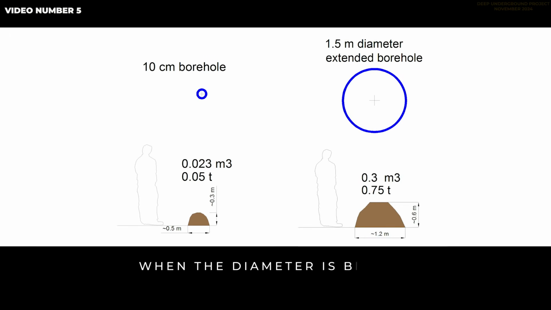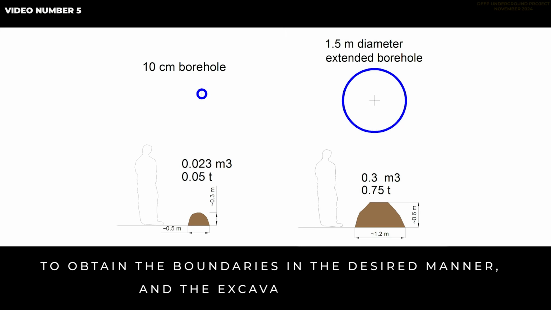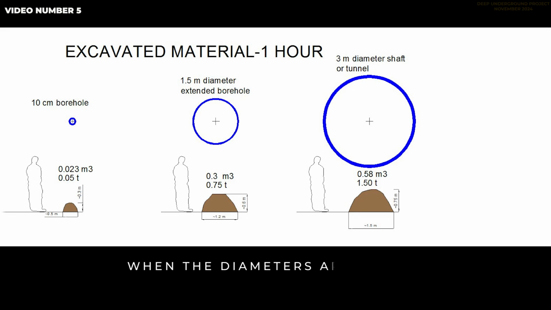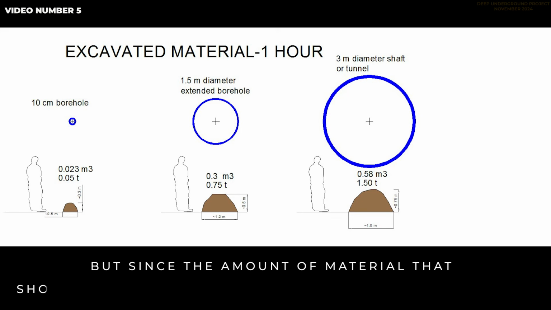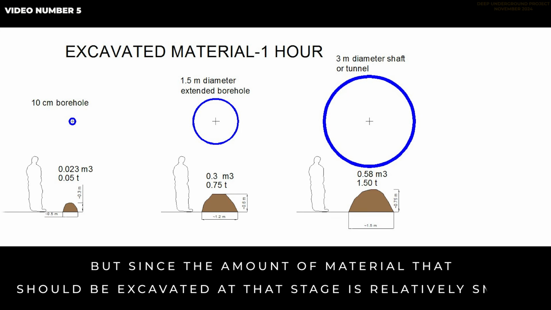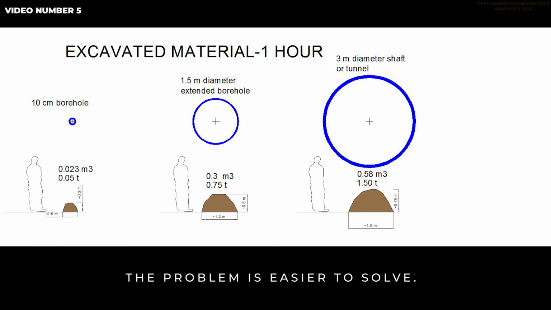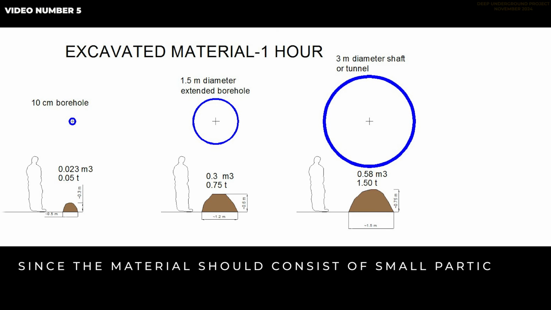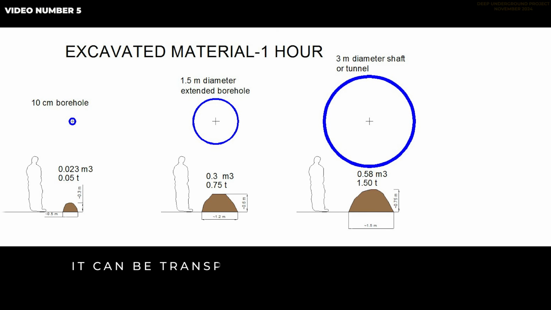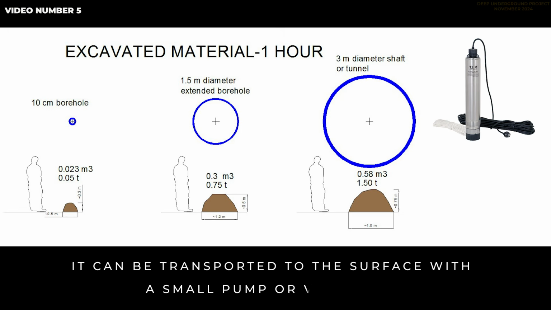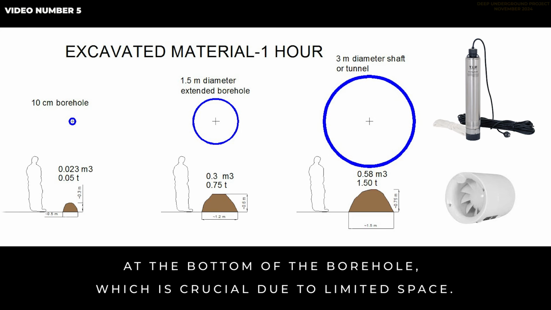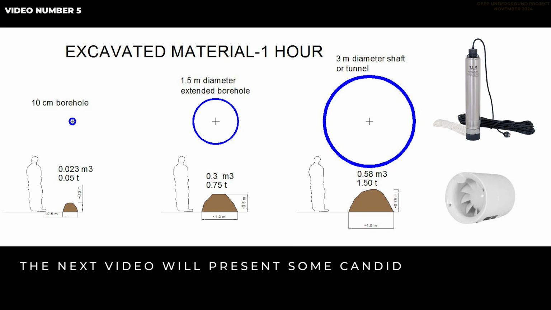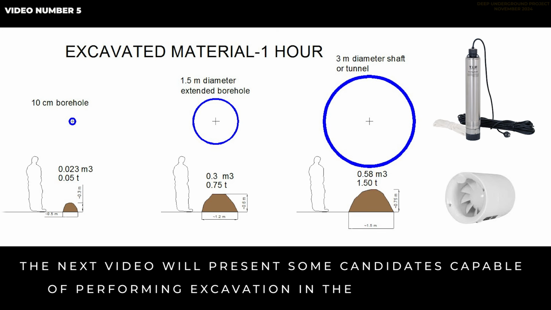When the diameter is bigger, there is more space to obtain the boundaries in the desired manner, and the excavation is easier. When the diameters are small, the excavation is more challenging, but since the amount of material that should be excavated at that stage is relatively small, the problem is easier to solve. Since the material should consist of small particles and the amount is small, it can be transported to the surface with a small pump or ventilator at the bottom of the borehole, which is crucial due to limited space. The next video will present some candidates capable of performing excavation in the preferred way.